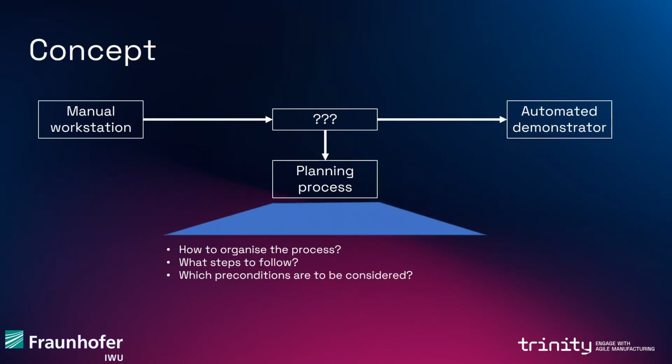The process to automate a manual workstation is not always completely clear or straightforward. In order to transform the existing manual workstation into our automated demonstrator, a certain planning process was followed. This planning process includes certain aspects that have to be considered and questions you have to ask yourself in order to successfully automate a manual workstation. These questions include how to organize the process, what steps to follow, and which preconditions are to be considered.